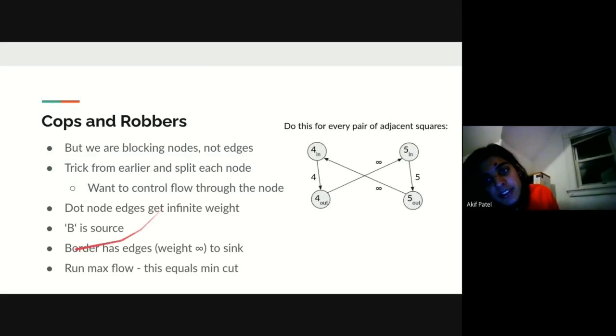So here's an example. If you have two adjacent squares, one with value 4 and one with value 5, you'll have an edge from 5 out to 4 in and from 4 out to 5 in of infinite weight, and then you'll have the control edge in the middle of the actual value. So with the min cut algorithm, we'll prefer cutting these.